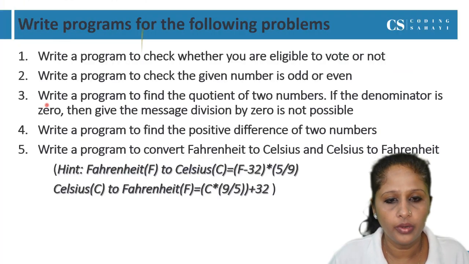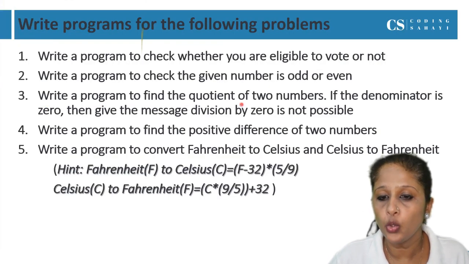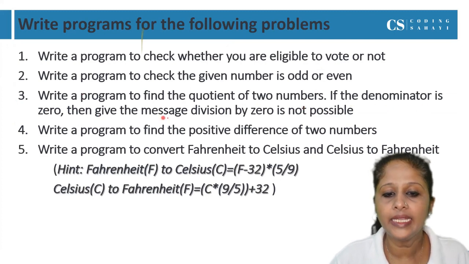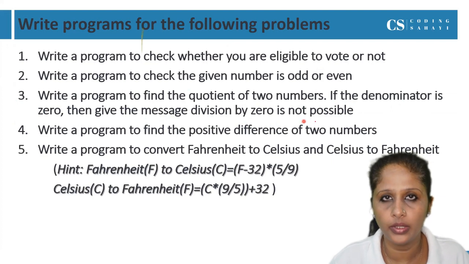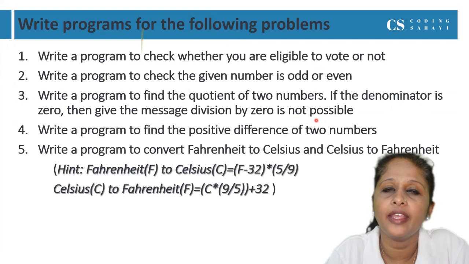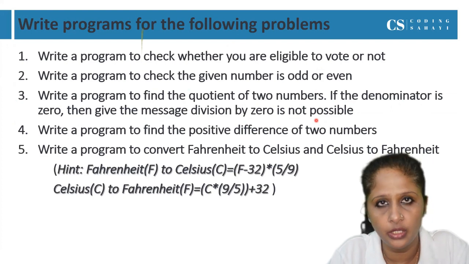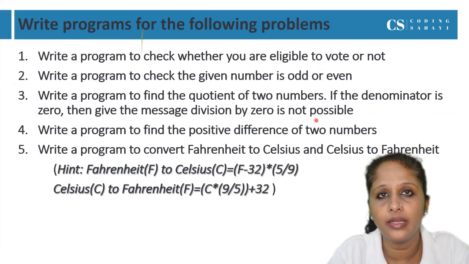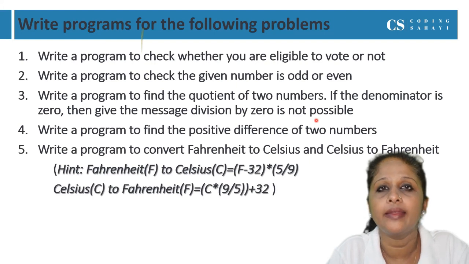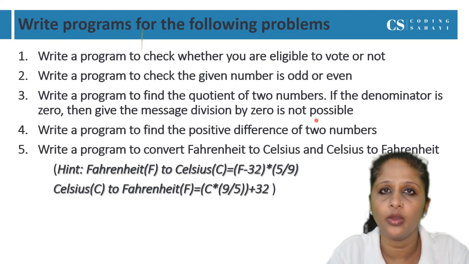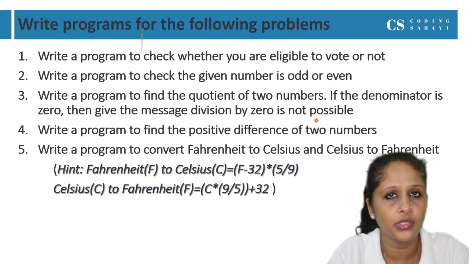Our third program is: write a program to find the quotient of two numbers, and if the denominator is 0, then give the message division by 0 is not possible. When we did the simple programs in Python, at that time we did simply the division operation. We didn't give the condition whether the denominator is 0 or not. If you are not giving that option, then there is a chance of getting runtime errors. The errors in Python, that is debugging, I have also done in another video. So please go and watch it.